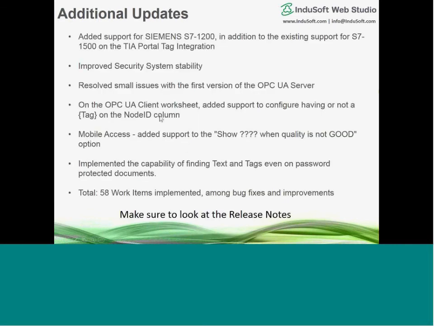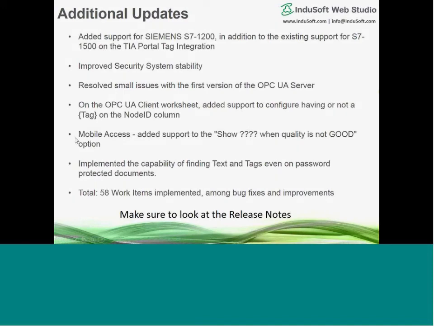Some other things that have been added here, and we skip through a couple of these. We've improved the security system stability. We've resolved some small issues with the first version of the OPC UA server that we had. We missed a couple of the necessary features, so we've added those in. We've added support for having a string tag on the node ID column in the OPC UA client.